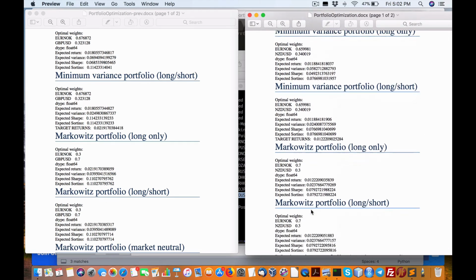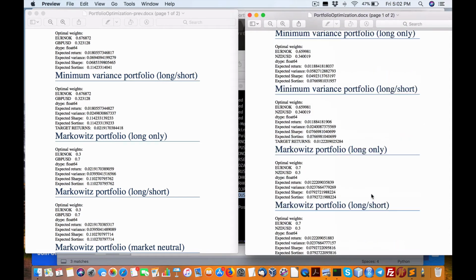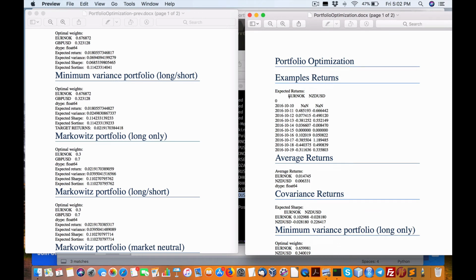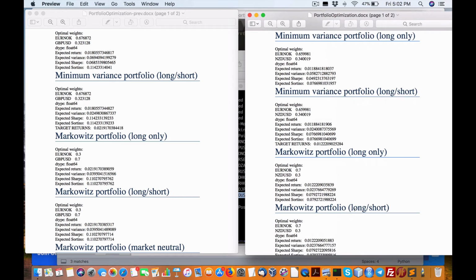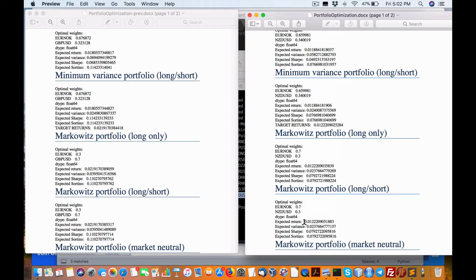Now, when we take the Markowitz portfolio long short up against the Euro Norwegian kroner, New Zealand US dollar, in the Markowitz portfolio long and short, our expected return is 1.2%, which doesn't compare against the previous. Expected Sharpe 7.9. Expected Sharpe 11 with the other. Sortino 7.9 up against 11.02.